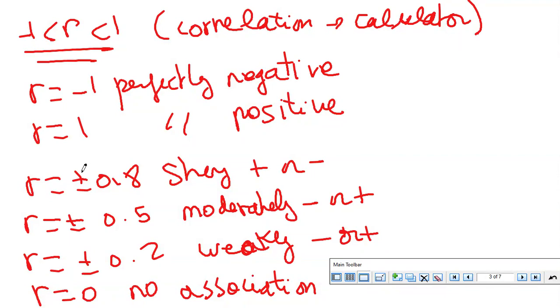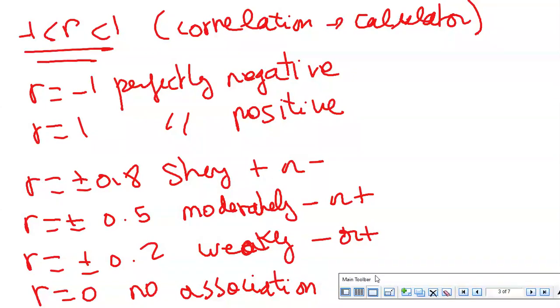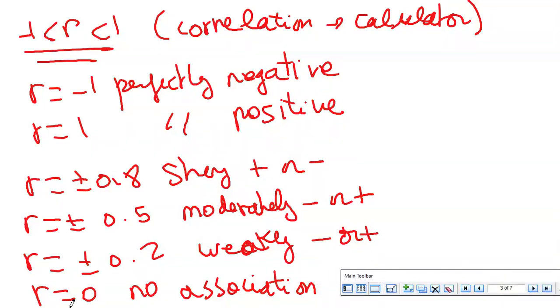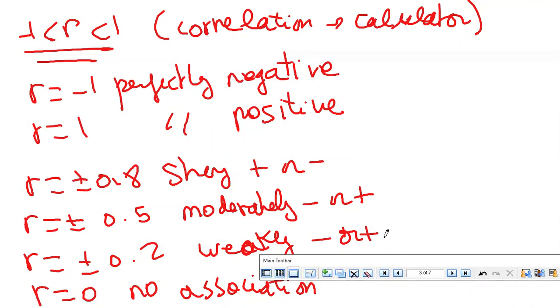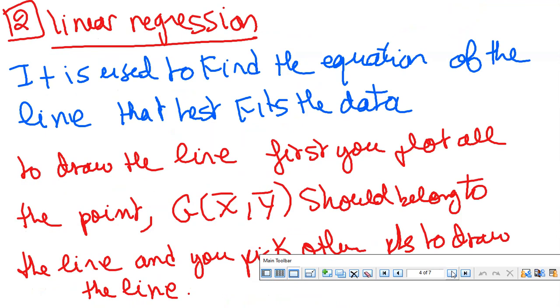If it equals plus 0.8 or minus 0.8, we say it's strong positive or strong negative. If it's plus or minus 0.5, we say moderately negative or positive. If it's, for example, plus 0.2 or minus 0.2, we say it's weakly negative or positive, it's weak. And if R is equal to 0, there is no association at all. So this is the analysis of the correlation.